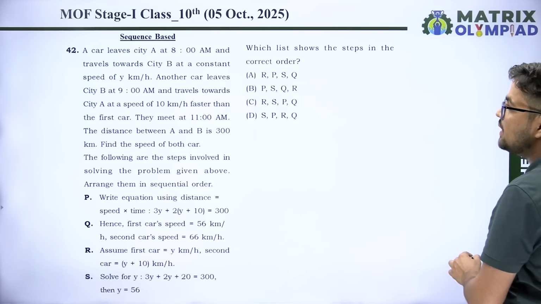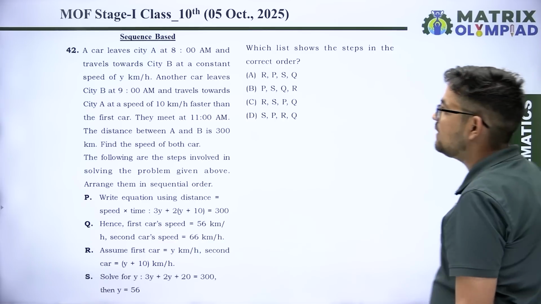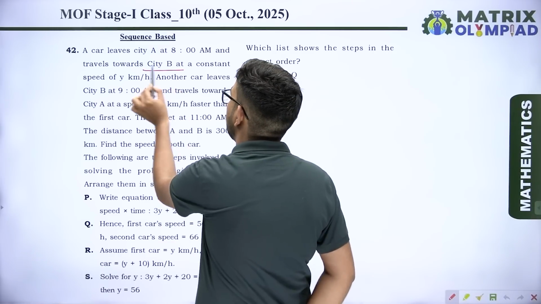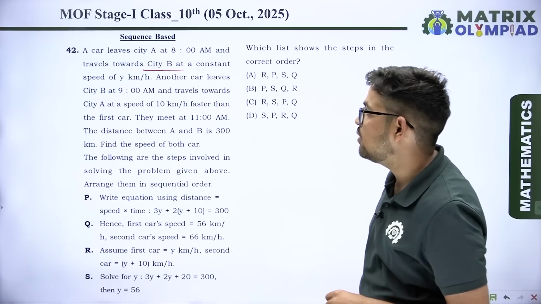नेक्स्ट क्वेश्चन क्या कह रहा है कि आपके पास में एक कार लीव सिटी A at 8 AM and travels towards city B at a constant speed of y km/h.